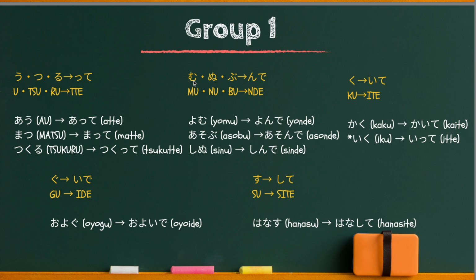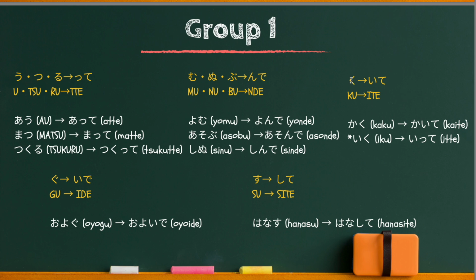Next one. Mu, nu, bu ending goes to nde. For example, yomu to yonde. Asobu, asonde. Shinu, shinde. So, you might not know the meaning of those verbs, but that's okay. Today, just learn how to make the te form. So, you don't have to know the meaning yet. Just try to remember how to make this dictionary form into te form.